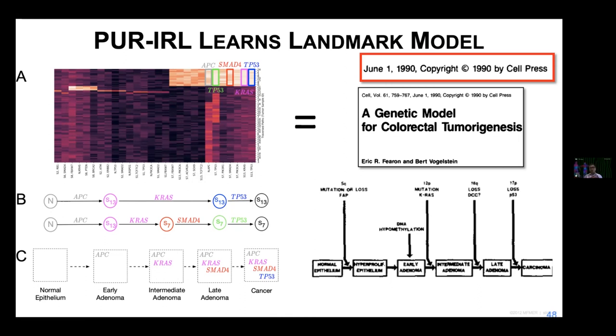And out of all of those possible paths and different trajectories you can take in this system, which is something like 2 to the 2,000, within the top two predictions, our first prediction is ABC KRAS TP53. Our second one is ABC KRAS SMAD4 TP3. And this second one, out of this enormous space, is exactly what was determined in 1990. So we managed to learn the ground truth with just data from 27 patients and no additional intermediary samples.